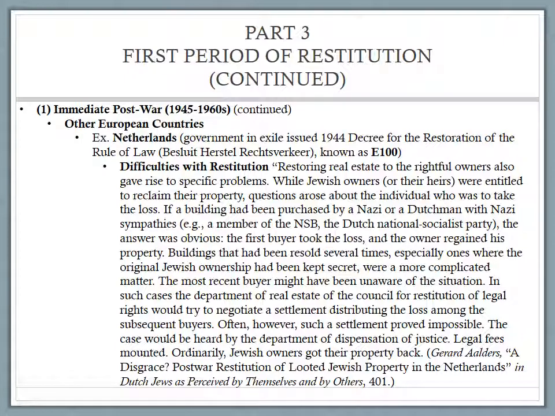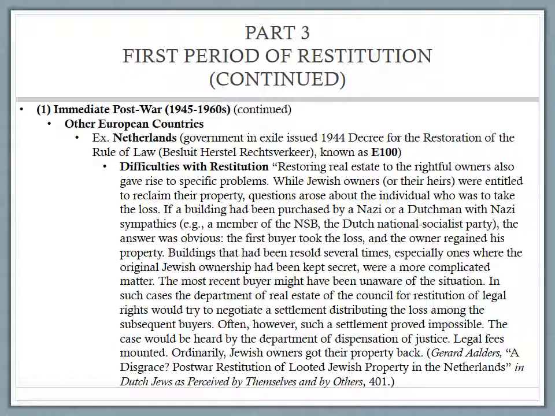With this early framework in place, how did the restitution in the Netherlands unfold? Just as with most other occupied states, in the Netherlands the process was complicated. Historian Gerard Alders describes the difficulty in returning property. He says, "Restoring real estate to the rightful owners also gave rise to specific problems. When Jewish owners or their heirs were entitled to reclaim their property, questions arose about the individual who was to take the loss. If a building had been purchased by a Nazi or a Dutchman with Nazi sympathies, for example, a member of the NSB, the Dutch National Socialist Party, the answer was obvious."